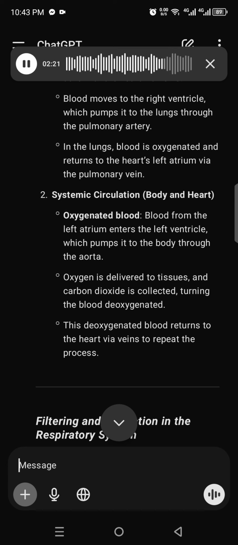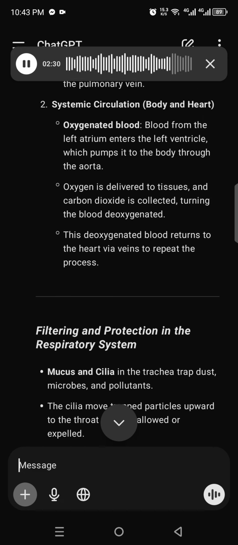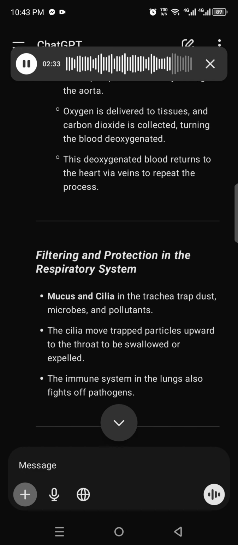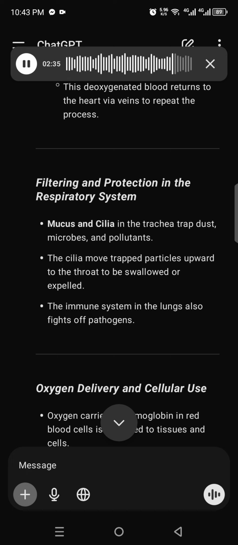Filtering and protection in the respiratory system. Mucus and cilia in the trachea trap dust, microbes, and pollutants. The cilia move trapped particles upward to the throat to be swallowed or expelled. The immune system in the lungs also fights off pathogens.